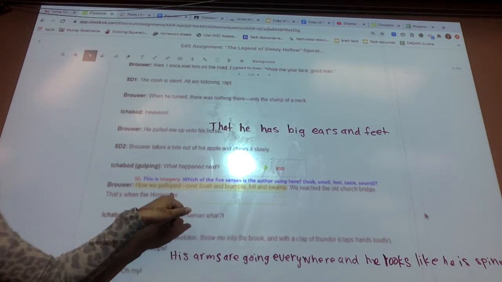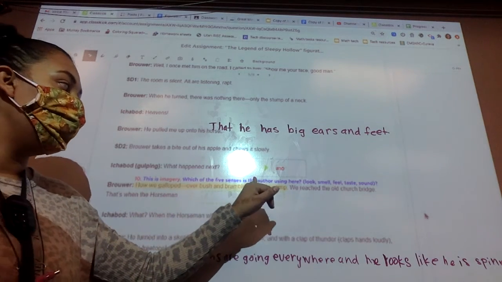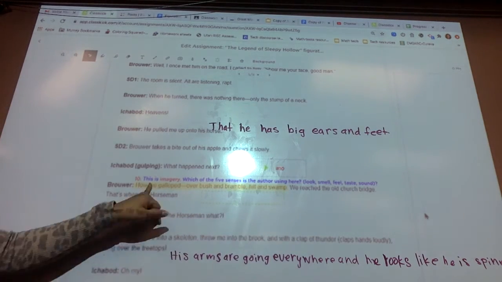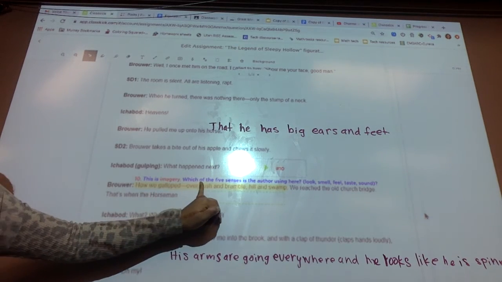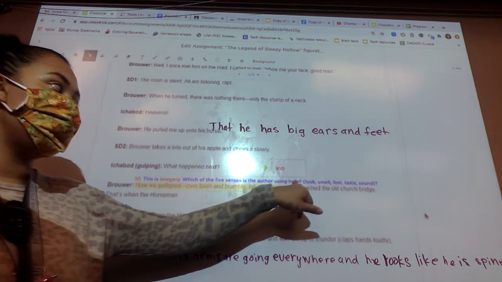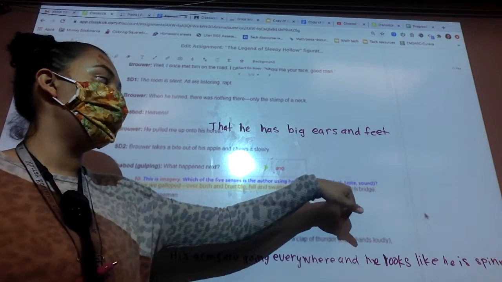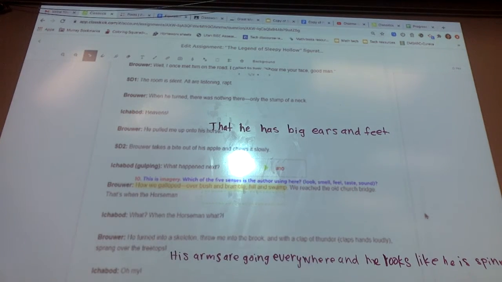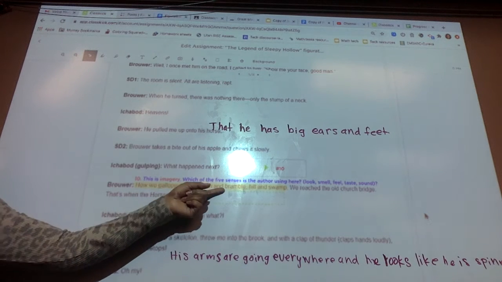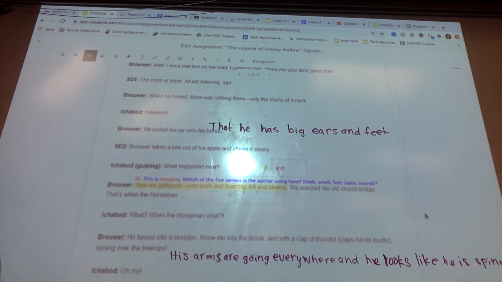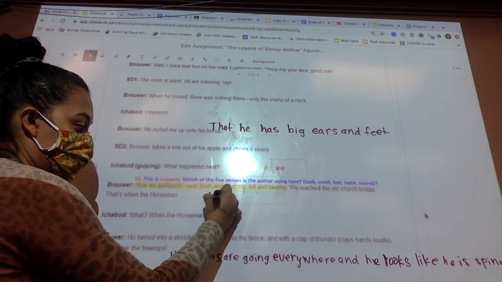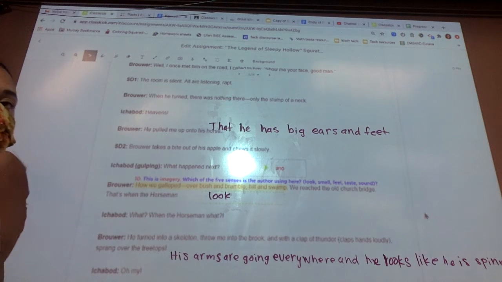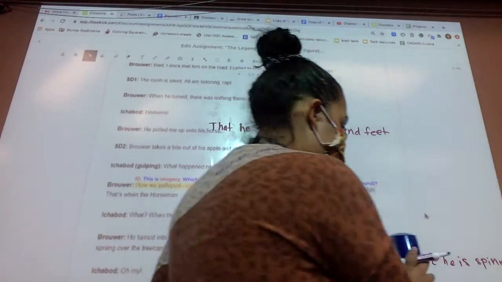How we galloped over bush and bramble, hill and swamp. So this is imagery. Which of the 5 senses is the author using here? Is it look, smell, feel, taste, or sound? They saw. Look. So you can picture this in your head. Good. Okay, so you can just put look. Then go to page 6.